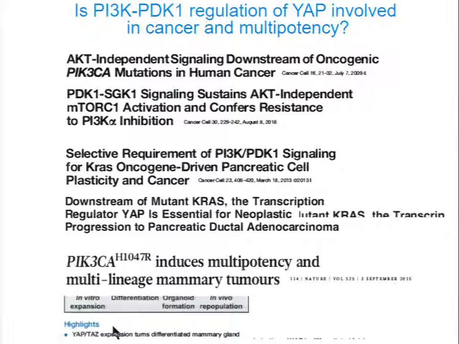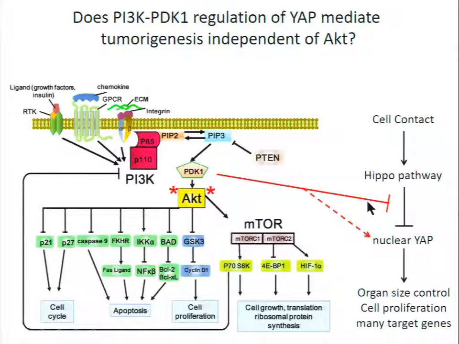And what I was going to show you here that's not showing up on the slide is this beautiful data showing that YAP is important for maintaining multipotency in mammary stem cells. So again, we're hypothesizing that this PI3 kinase regulation of YAP is responsible for that phenomenon. And they remain to be tested. So in summary, we're proposing that the Hippo pathway is a novel new branch of the PI3 kinase pathway important for probably development and tumorigenesis.